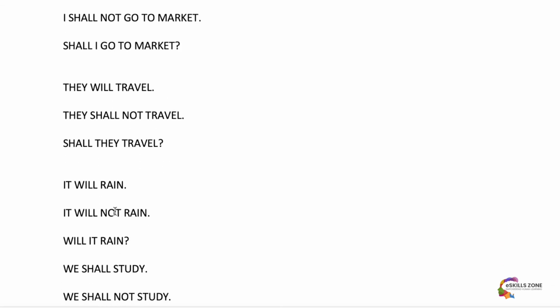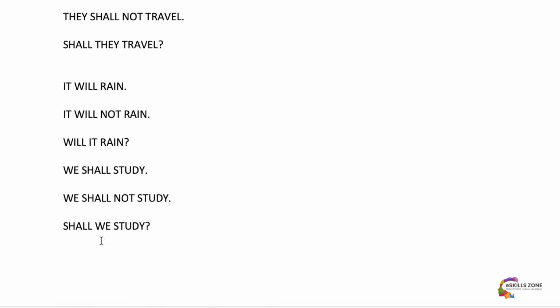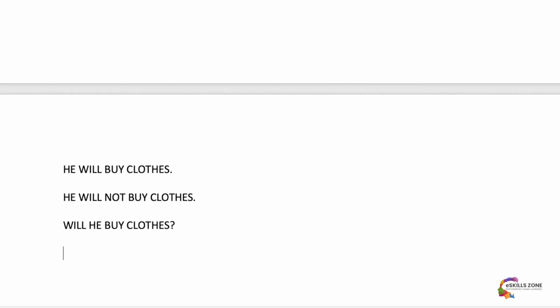I don't want to make it complicated for you. However, you need to remember one more thing. There are three more future tenses which help us to elaborate further complex situations when it comes to time frame. So let's have some more examples. He will buy clothes. He will not buy clothes. Will he buy clothes? Question mark.